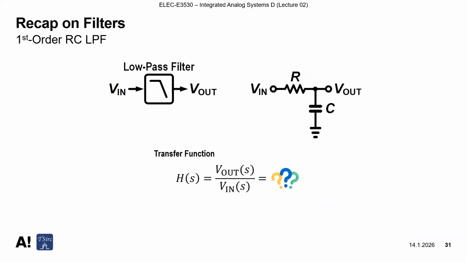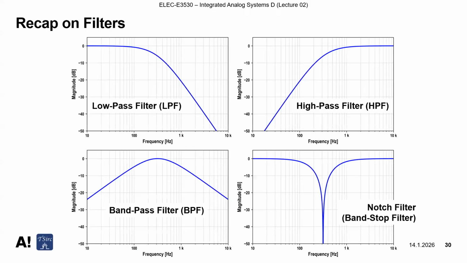So this is a recap of filters. About the first order low pass filter, it has a block diagram like this, and it means that when we plug in our input voltage, it outputs an output voltage that has a transfer function of low pass filter characteristic in the frequency domain like this.